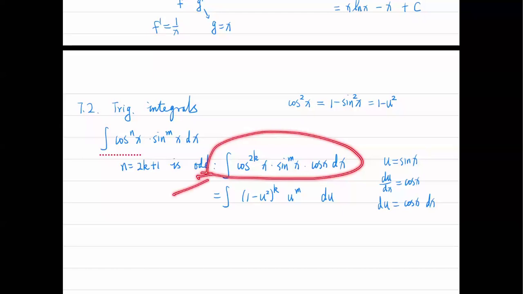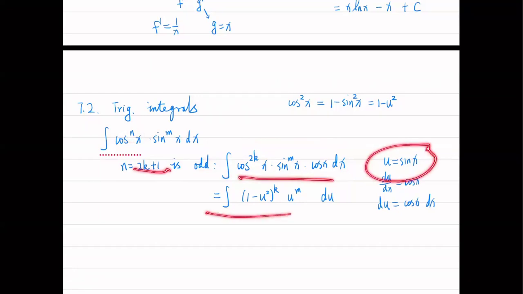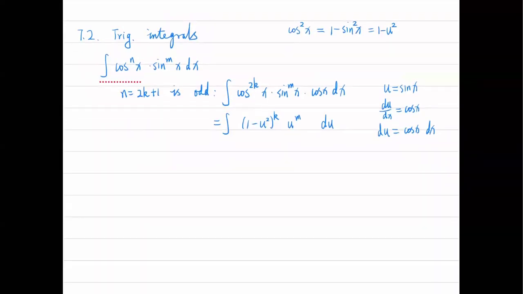trigonometric integral. In the case when one index is odd, we use the substitution that converted it to a polynomial. We know how to integrate a polynomial. It's one of the easiest classes of functions. We integrate this, then we switch back to x. Okay, let's try the second case, when m is 2k plus 1, odd.